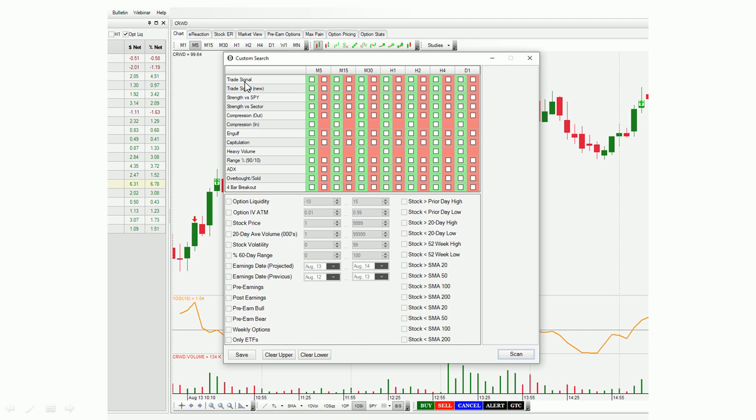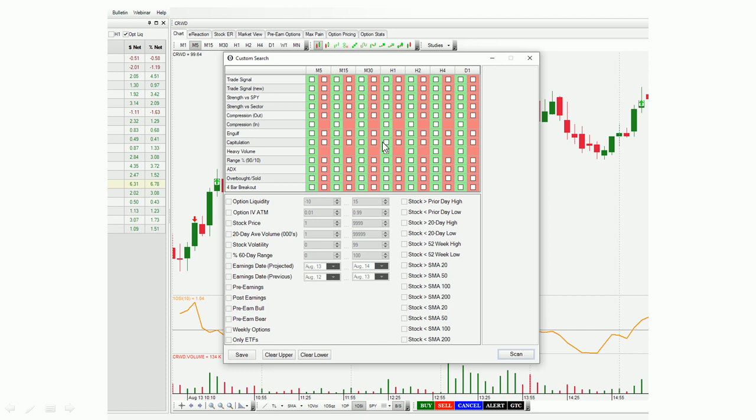We have proprietary trade signals. You can see which stocks are on those trade signals. If you're a swing trader, look for daily trade signals. You can also see if there's a new trade signal to try and get into the trade early on a daily basis, hourly basis, 5-minute basis.